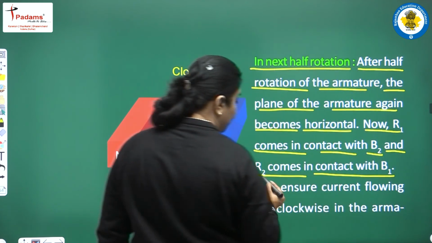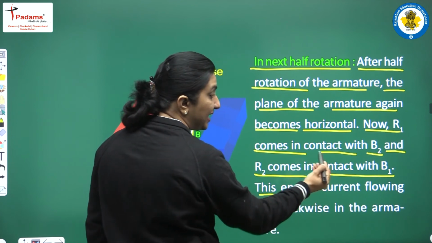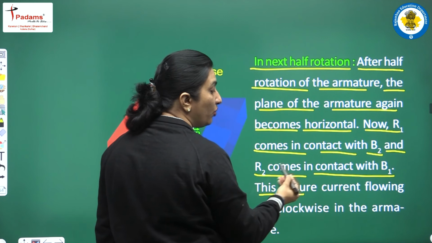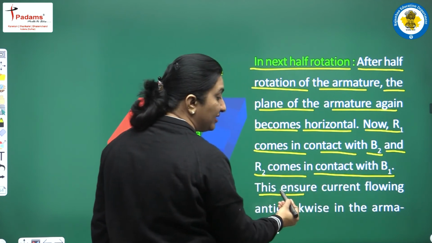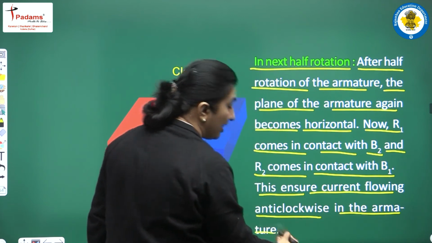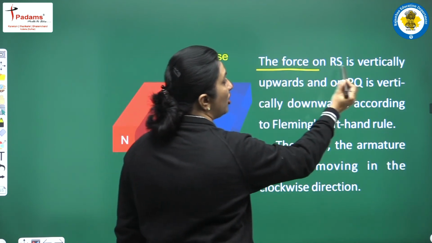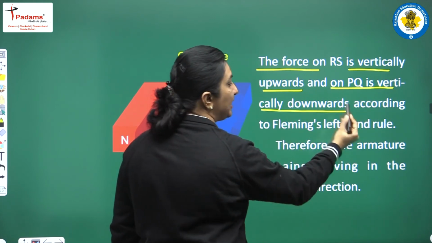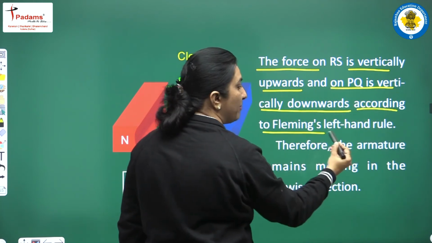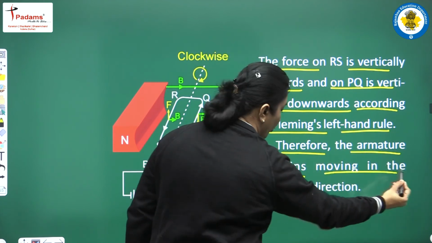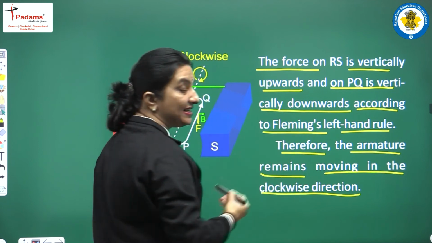So students, since R1 was connected with B2 and R2 was in contact with B1, this ensures current flowing anti-clockwise in the armature. The force on RS is vertically upwards and on PQ is vertically downwards according to Fleming's left hand rule. Therefore, the armature remains moving in the clockwise direction.